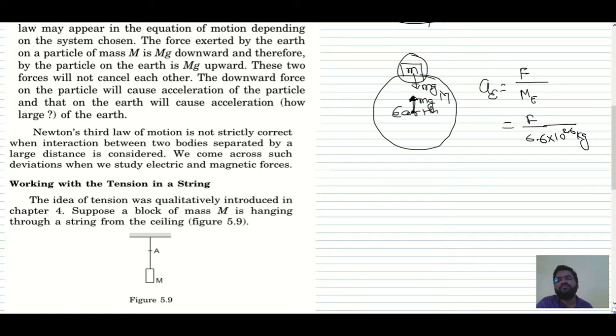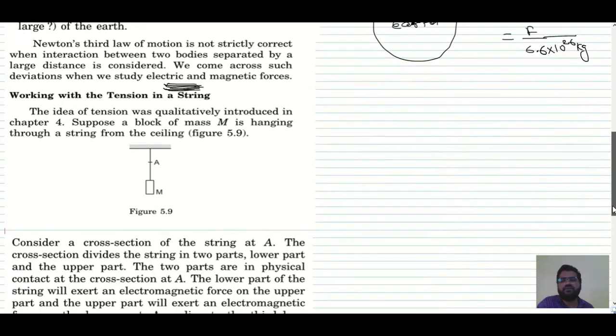Newton's third law of motion is not strictly correct when interaction between the two bodies separated by a large distance is considered. We come across such deviation when we study electric and magnetic forces. So we'll study about this in electric and magnetic forces.